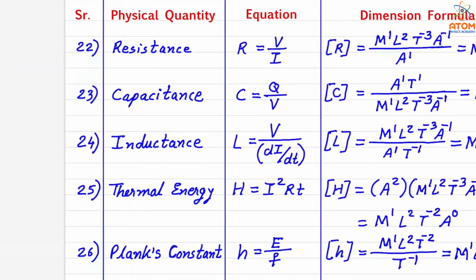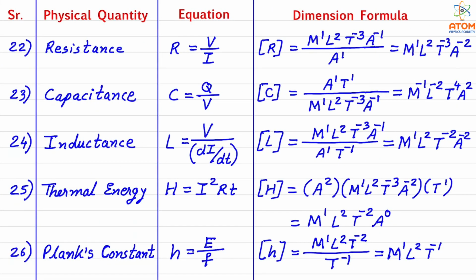Let us move forward. Now resistance. You know Ohm's law. As per Ohm's law, resistance R is equal to V upon I, where V is the potential difference and I is the current. We have already sorted out the dimension formula of V, so we will write M1 L2 T-3 A-1, and for current it is A1. Solving this, we will get M1 L2 T-3 A-2, that is for resistance R.